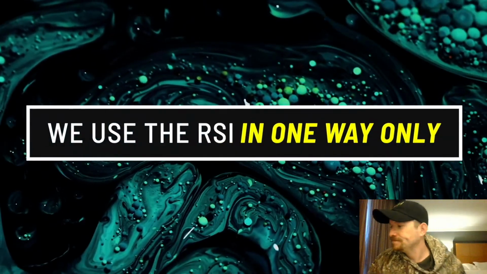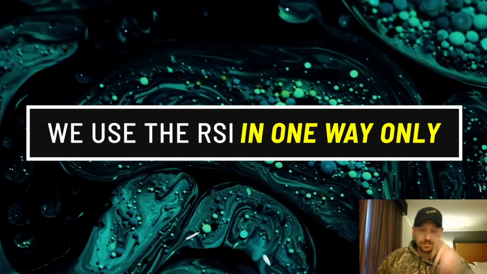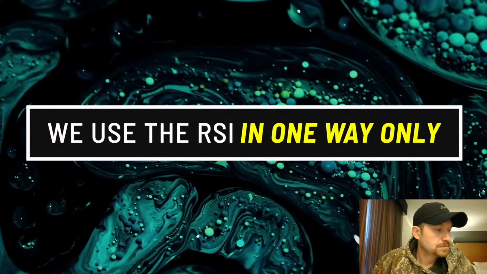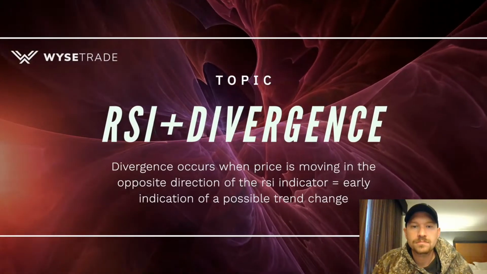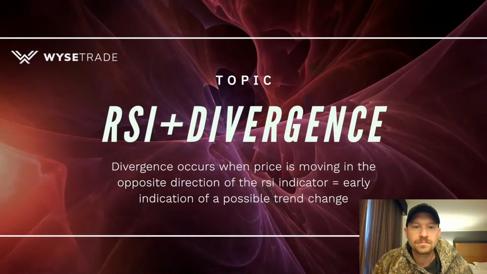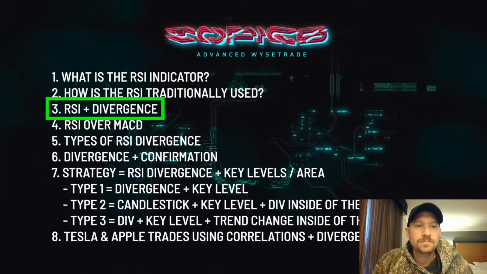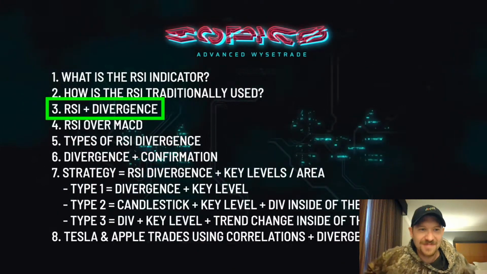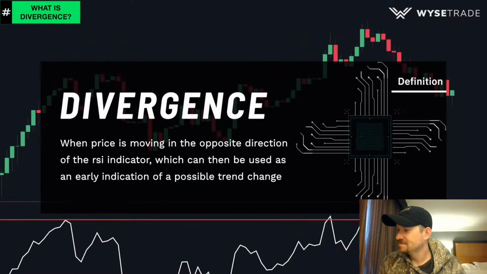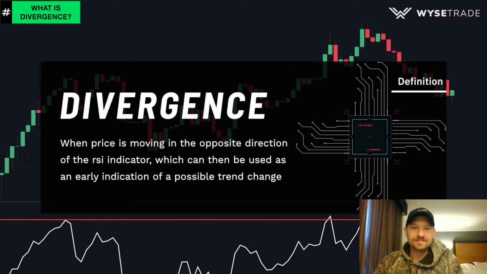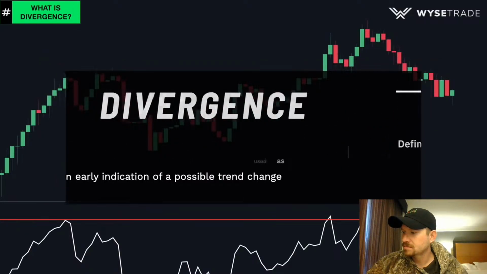Now, we use the RSI indicator in one way and one way only, which is combining RSI with divergences, or RSI divergence. Yes, this is the good stuff, guys. Here we are, getting to the good stuff. What is divergence? Divergence occurs when price is moving in the opposite direction of the RSI indicator, which can then be used as an early indication of a possible, keyword possible, trend change.